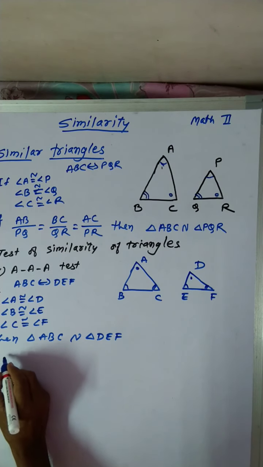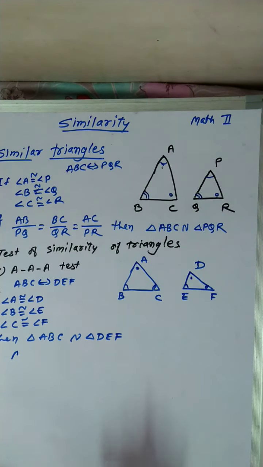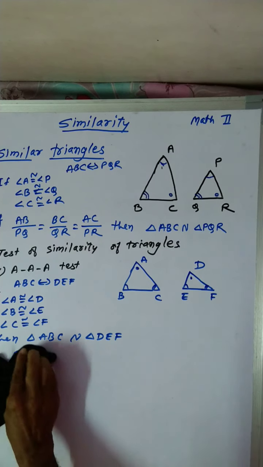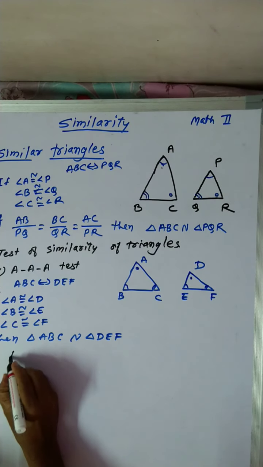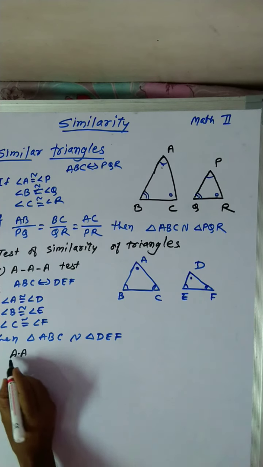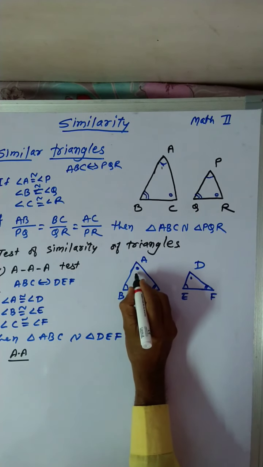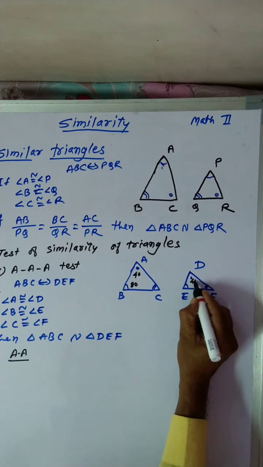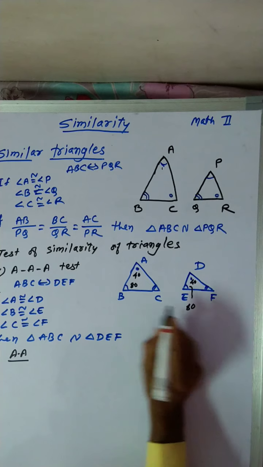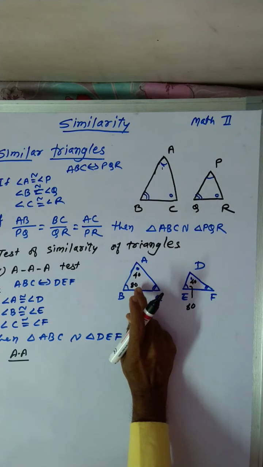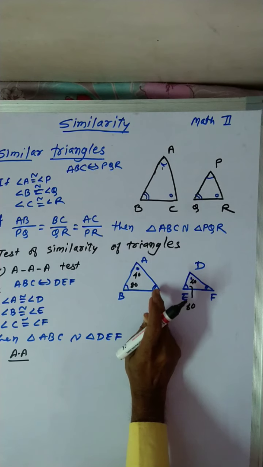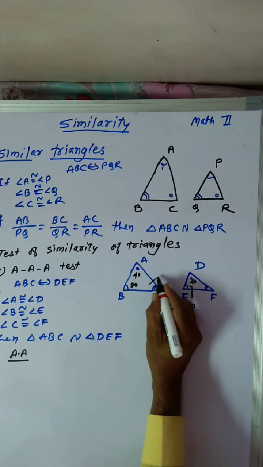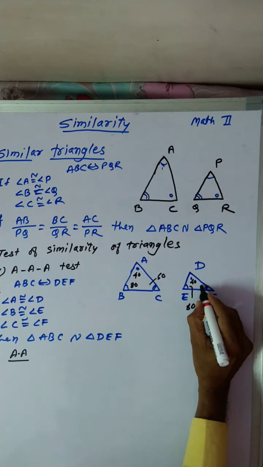This test is also known as the AA test. For example, if we get angle A is equal to 40 and angle B is equal to 80, that means angle D is 40 and angle E is 80. The remaining angle is 180 minus 120, which is 60. Here also the third angle becomes 60.